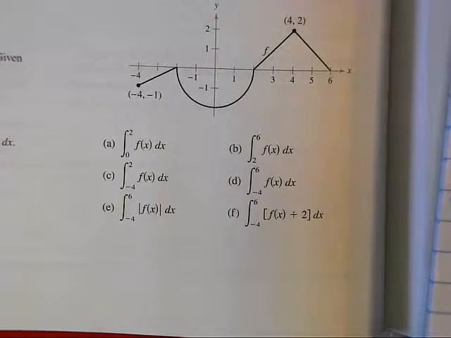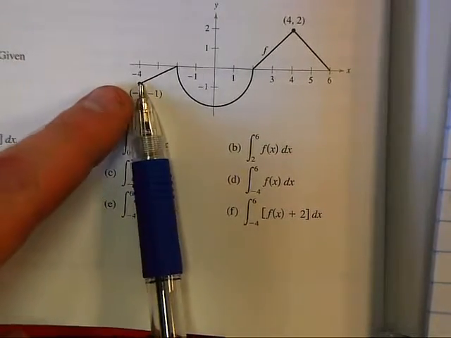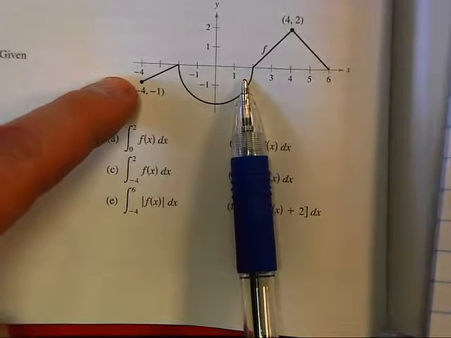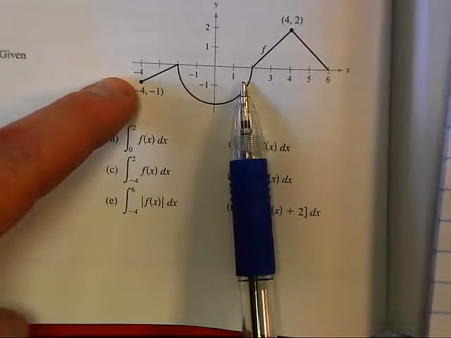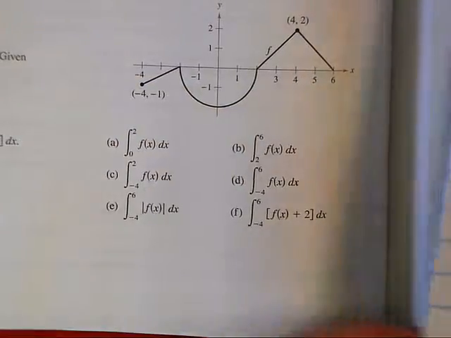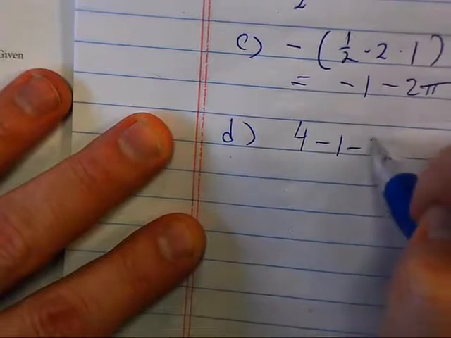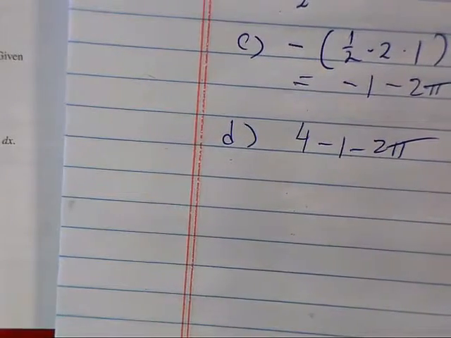D, the integral from -4 to 6. Excellent. From -4 to 6, I could go from -4 to 2, which is the answer I had from part C, and then I could do this triangle, which is the answer I had from part B. So the answer to part D is 4 minus 1 minus 2 pi. You don't have to do any additional work.